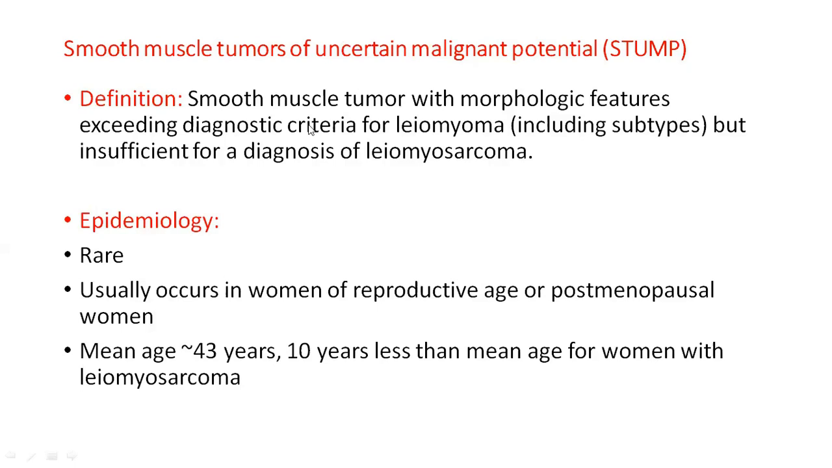So in this video, we will discuss smooth muscle tumors of uncertain malignant potential, or the STUMP. In our previous video, we discussed mainly the benign category of smooth muscle tumor, which was the leiomyoma. And we have a malignant category, which we will discuss in future videos, the leiomyosarcoma. So in between those categories, we have an intermediate category, which is known as the STUMP, or smooth muscle tumors of uncertain malignant potential.